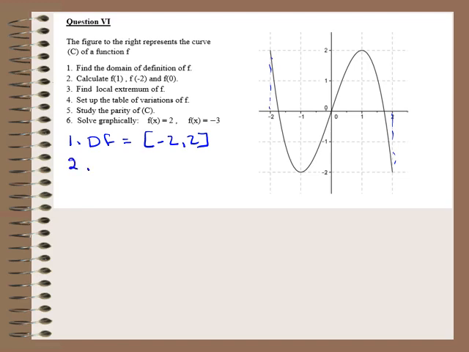Part 2. Calculate f(1), f(−2), and f(0). f(−1) is equal to 2. f(1) is equal to 2. f(−2) is equal to 2. And f(0) is equal to 0.